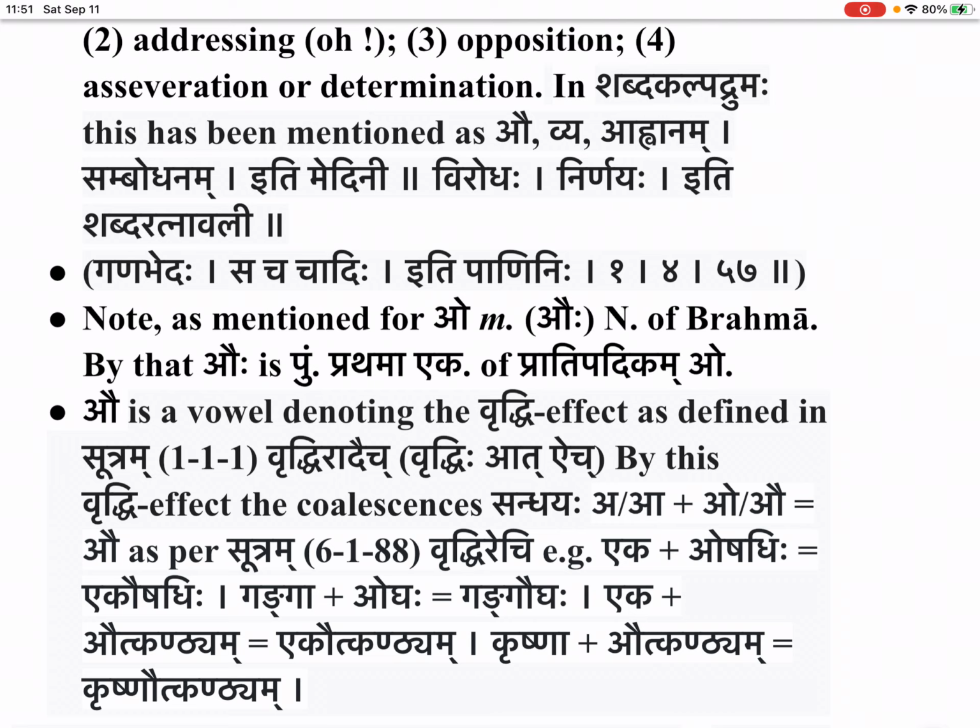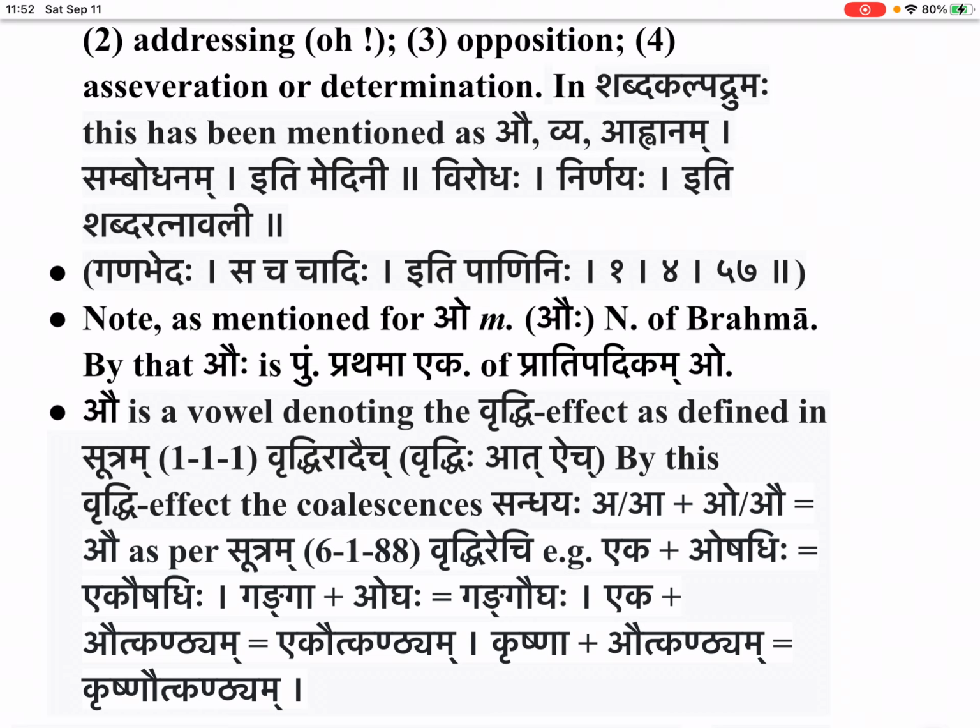Note, as mentioned for O, masculine, Auhu, name of Brahma, by that Auhu is Pullingam Prathama Ekavachanam of Pratipadikam O. Au is a vowel denoting the Vriddhi effect as defined in Sutram 1-1-1, the first Sutram. Vriddhiradaich, Vriddhi at aich. By this Vriddhi effect, the coalescences, Sandhis, of A or Aa plus O or Au become Au. That is, A plus O, Au. A plus Au, Au. As per Sutram 6-1-88, Vriddhirechi.